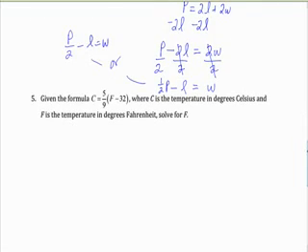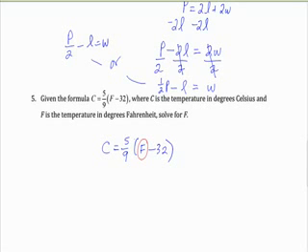Alright, we're on to the last one. This is the formula that relates degrees Celsius with degrees Fahrenheit. If you ever travel in Europe and they give you the temperature for the day in Celsius, this is a very helpful thing to know. So Celsius equals 5/9 times the degrees Fahrenheit minus 32, and we want to solve for Fahrenheit, for F.